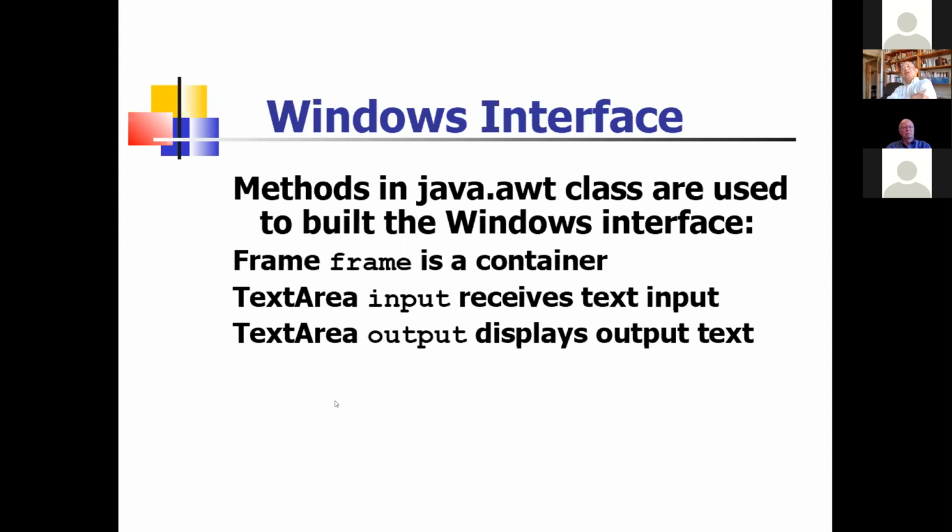Okay, in this 204, one thing that I added is the Windows interface. I'm using the methods in the Java AWT class, the Abstract Windows Toolkit, I guess. And it is actually very easy to put up a window. And I only need 2 different elements.